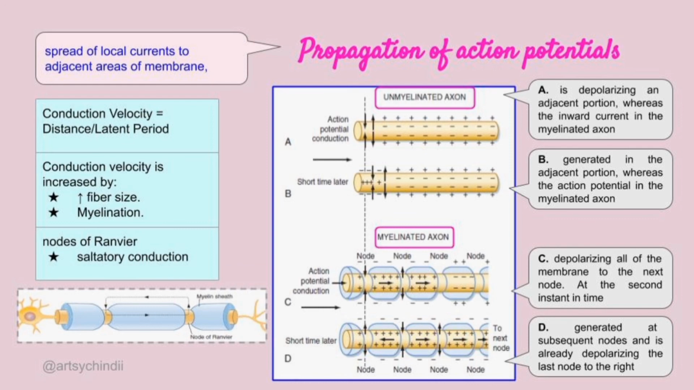At the second instance in time, in figures B and D, the action potential in the unmyelinated axon of figure B has been generated in the adjacent portion, whereas the action potential in the myelinated axon of figure D has been generated at a subsequent node and it is already depolarizing the last node to the right.